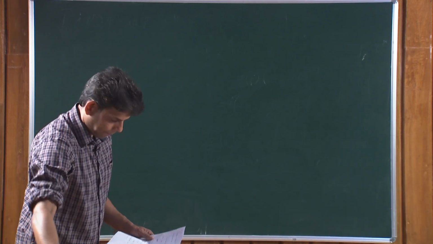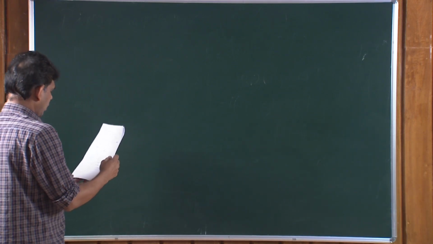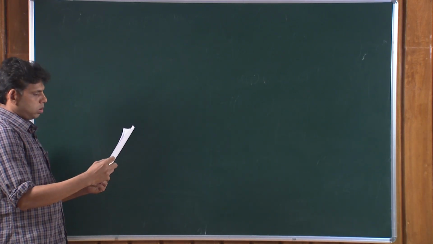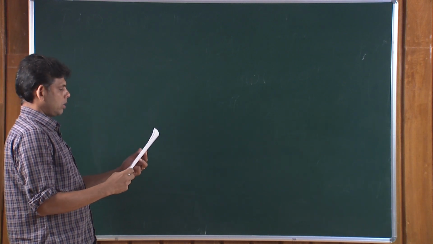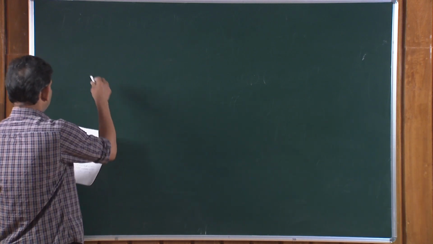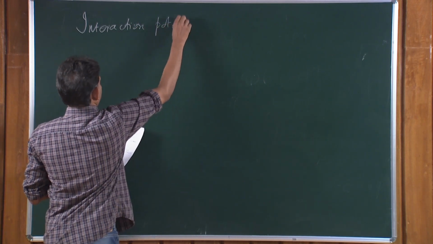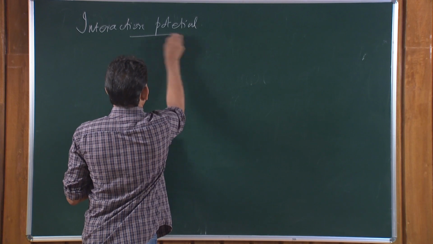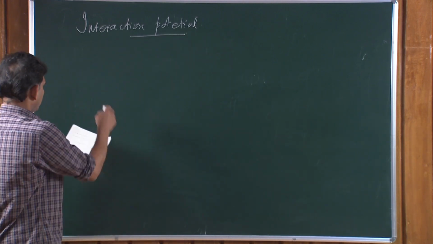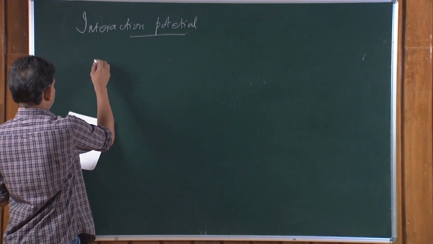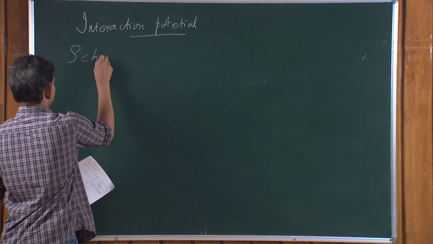So, basically the interaction potential has to be understood. What do I mean by that? Let us take the Schrodinger equation.